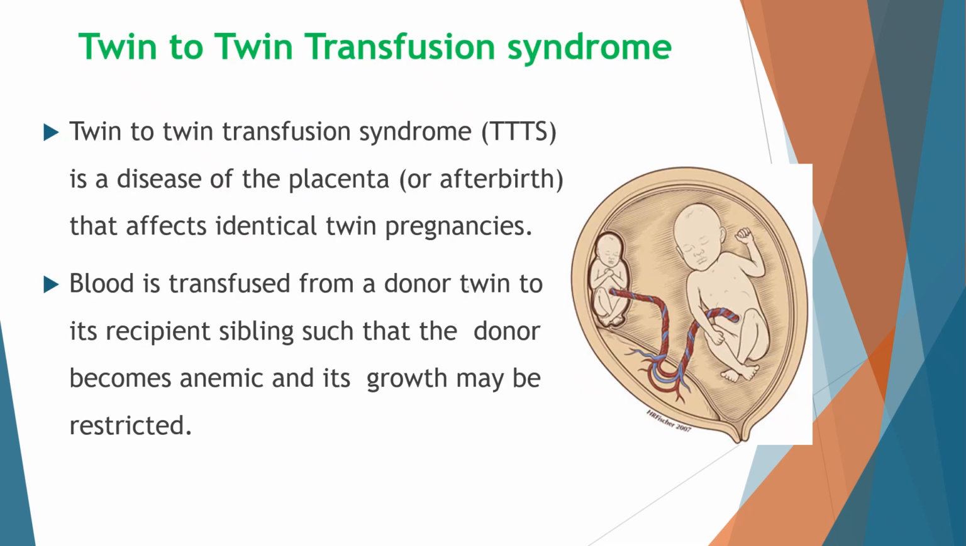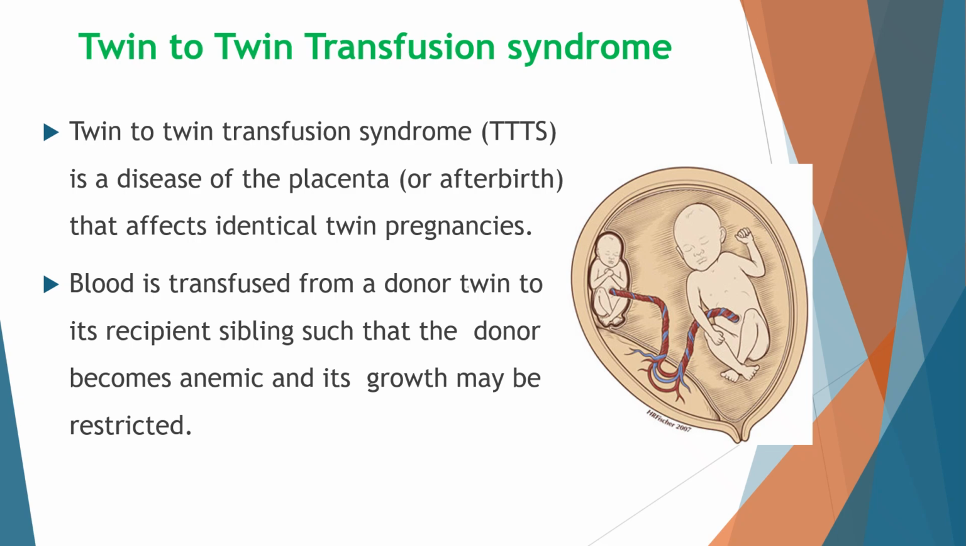Now let's discuss twin-to-twin transfusion syndrome, commonly called TTTS. This is a serious complication seen in identical twin pregnancies, especially when the twins share a single placenta. In this condition, abnormal blood vessel connections in the placenta cause blood to pass unevenly from one twin, known as the donor twin, to the other, called the recipient twin.